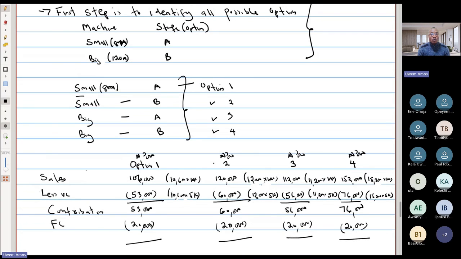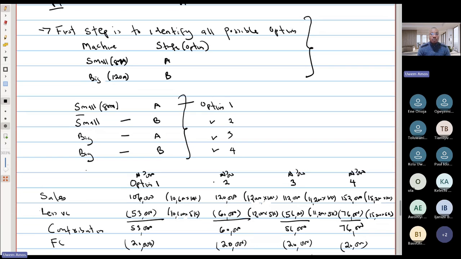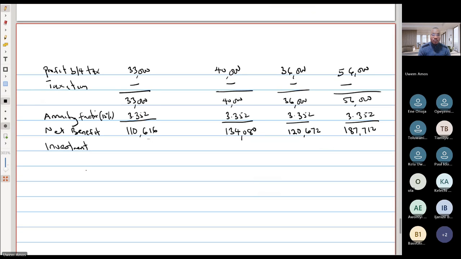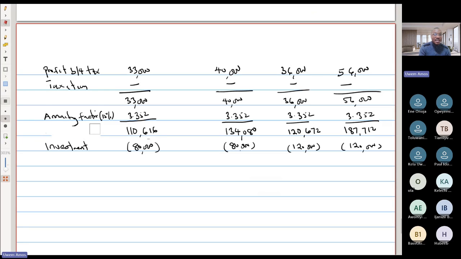So the first two, which is option 1 and option 2, are for the small machine. So that's 80 million. So taking off 3 zeros, 80 million. And then the last 2 are for the big machine. So 120, 120. Okay. So in that case, let's just call this net inflow. Okay, so this will be our net benefit now.